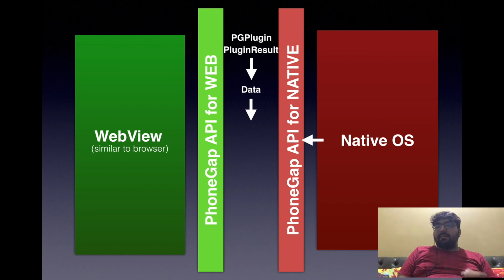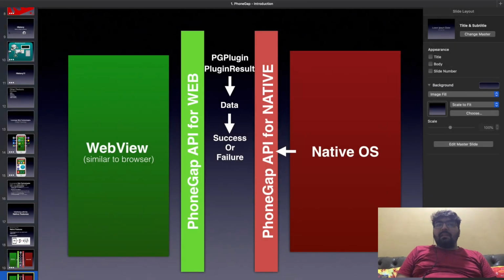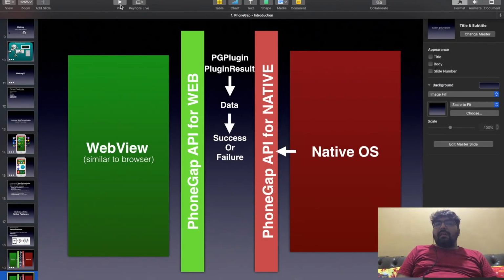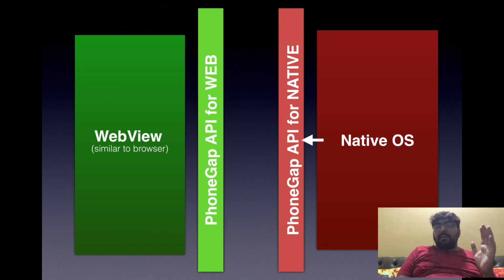You prepare the data for the result to be sent back to the web layer, and you send it back with either success or failure callback that you want to execute on the web layer. And this is how the execution of the entire native interfacing happens in the PhoneGap application.